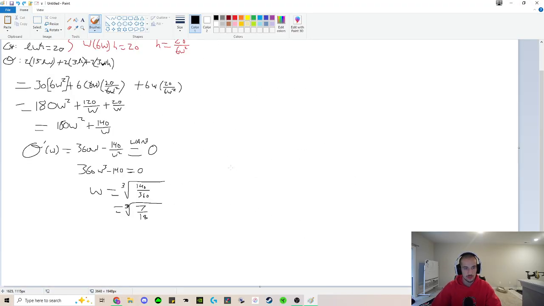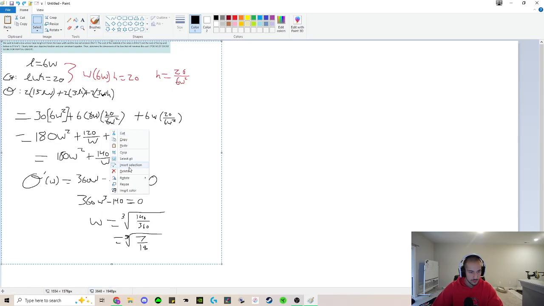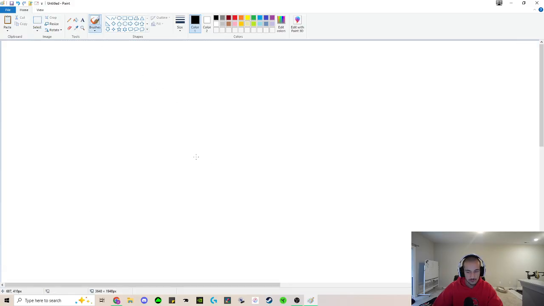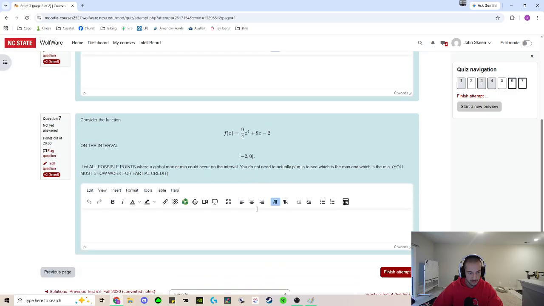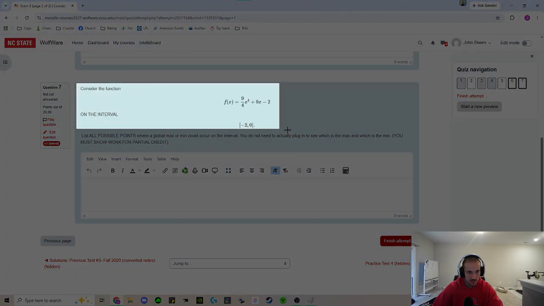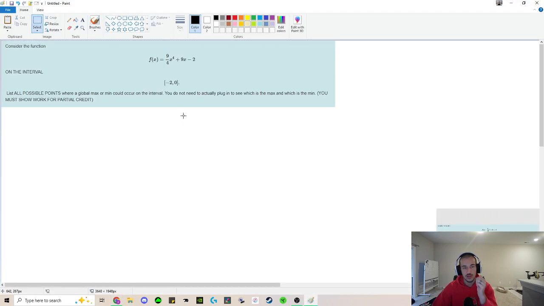Alrighty, that's going to be that problem. Okay, now let's do our final problem. So here we're saying that we've got this function. We need to find where the global max and min could occur. So we know this will occur at critical points or endpoints. So first, let's just solve for our critical points.